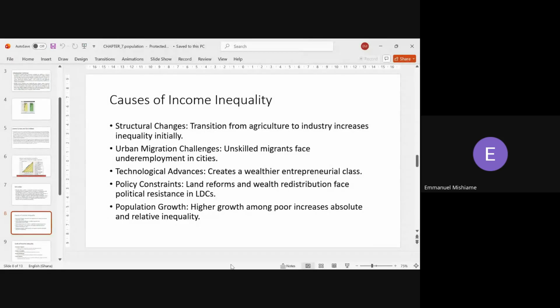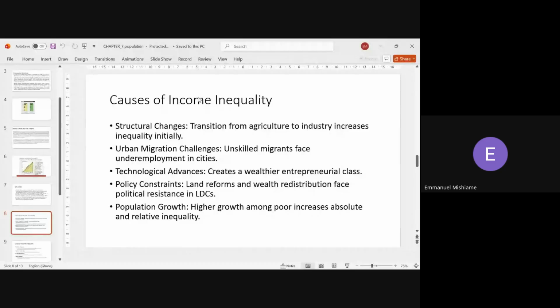Emmanuel, are we okay? Pardon me for the mistake. So it is not the Lorentz curve that measures between 0 and 100. It is rather the Gini coefficient. Is that okay? All right, thank you. Any other question?